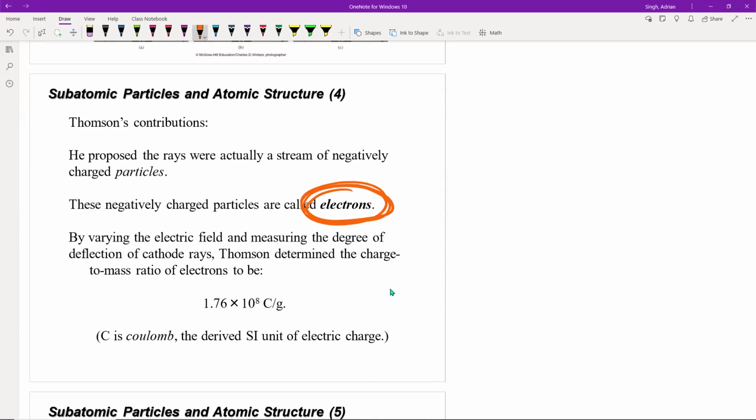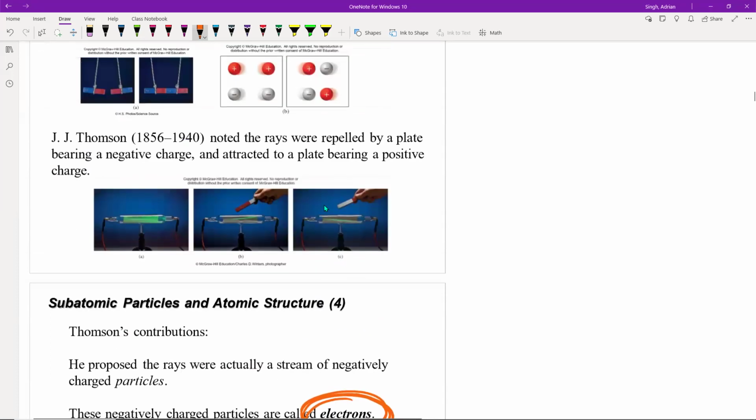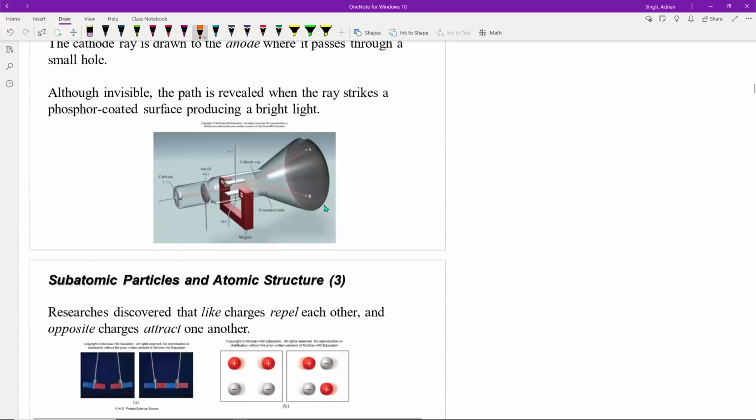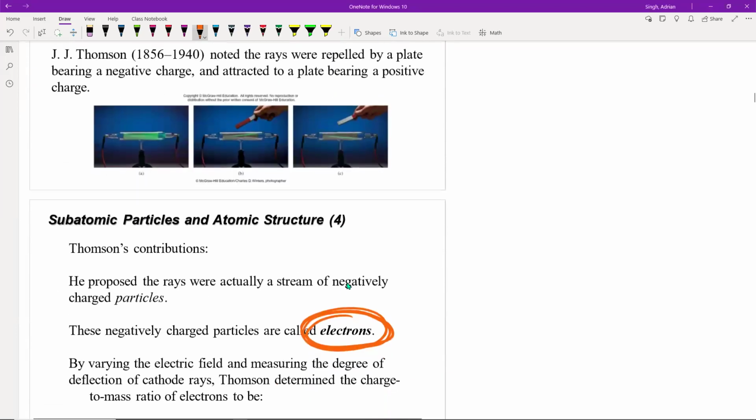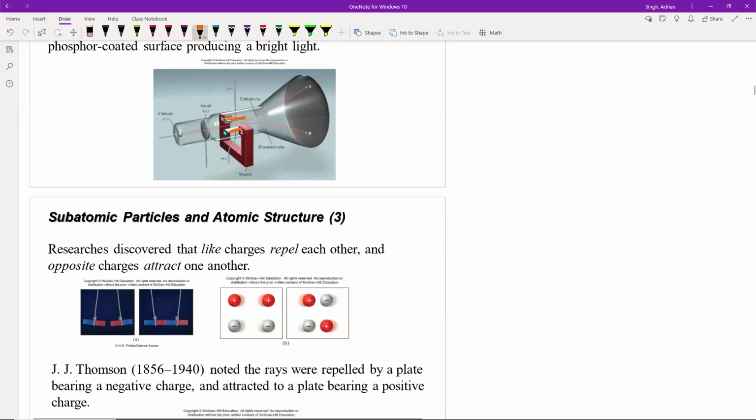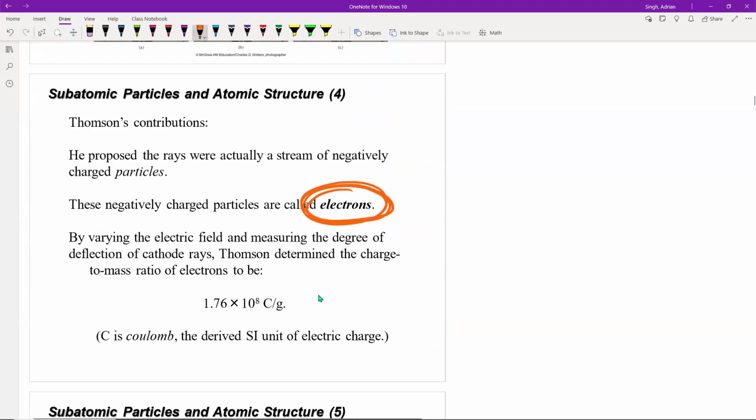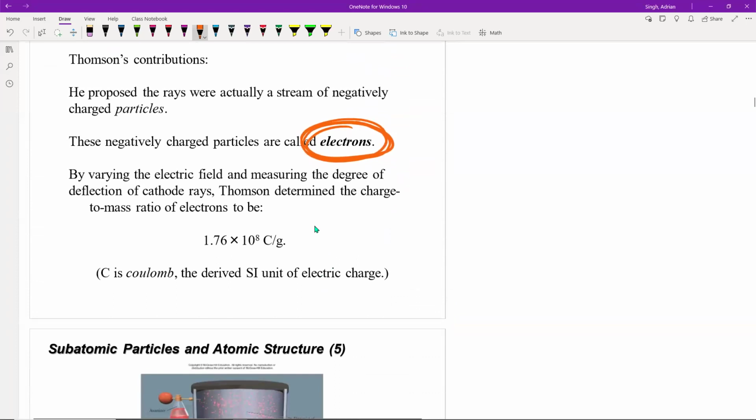Now, by changing that electric field, so consider the negative electrode up here and the positive electrode down there, you can alter that electric field and then measure the deflection of the cathode rays going through it. He was able to do some calculations and figure out what's known as the charge to mass ratio of electrons. That ended up being 1.76 times 10 to the 8 C. We saw this symbol early on briefly. This is the symbol for the electric charge called Coulomb, the SI unit for electric charge, per gram.